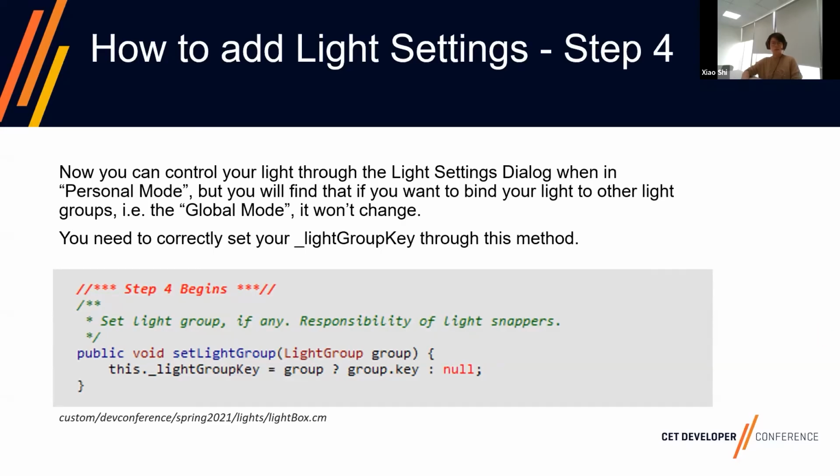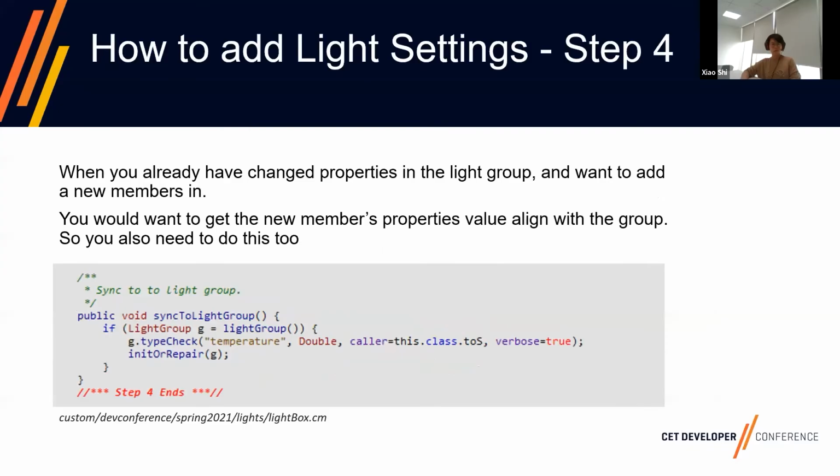Okay, so besides this one, you have to do one more step here. If you have already bound a few members in the global mode key, and you want to add a new member, but the new member's temperature value is different from the existing members, then you have to synchronize them.